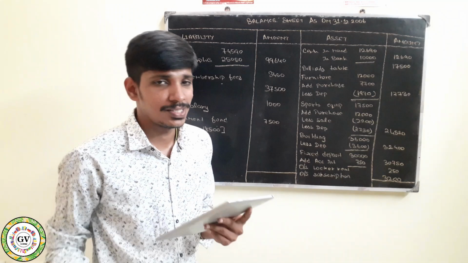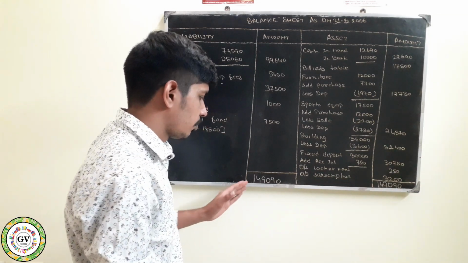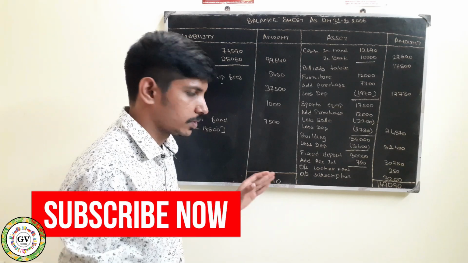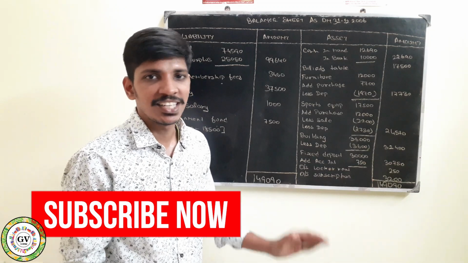So for this, all the adjustments are over. Now we need to total the balance sheet. With this, our balance sheet total is 1,49,090 and both the asset side and liability side totals are matching, therefore our answer is correct.